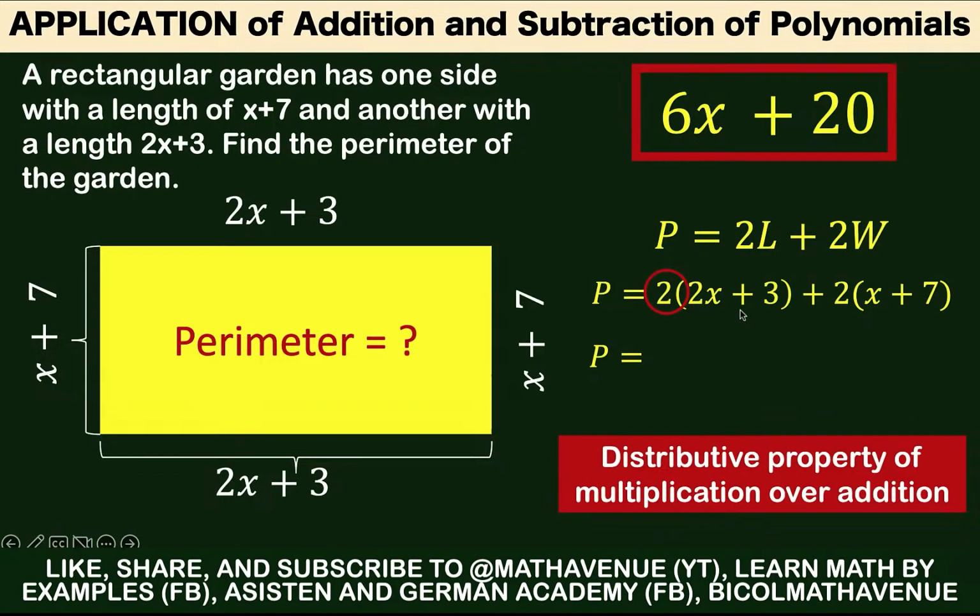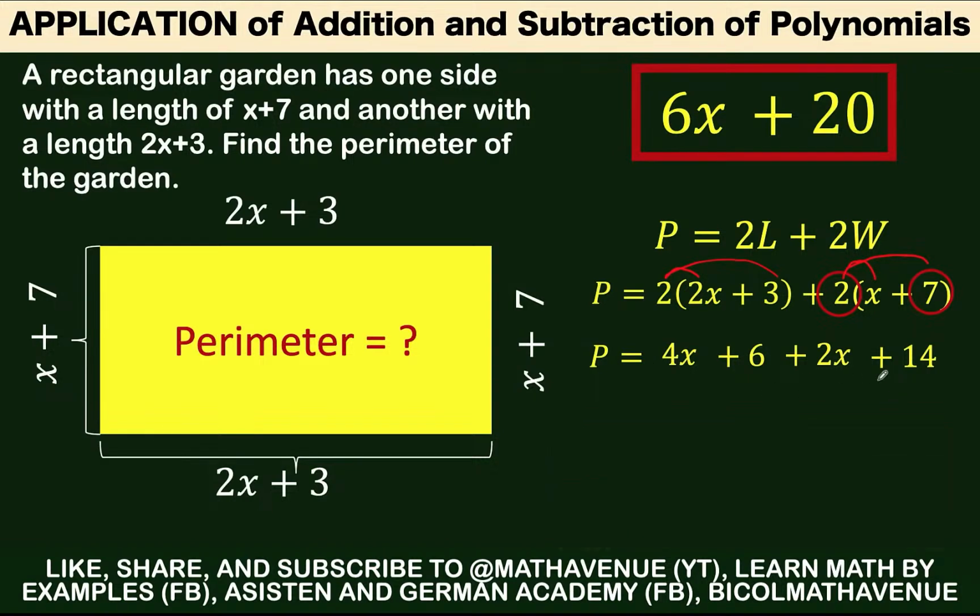So 2 times 2x is equal to 4x. Then distribute this 2 again, multiplied to positive 3. So 2 times 3 is equal to 6. Then go to the next monomial factor, multiplied 2 by x to get 2x. And 2 times 7 is equal to 14. So what happens is we distribute this 2 to the binomial and distribute this 2 again to the other binomial. The result would be these 4 terms.